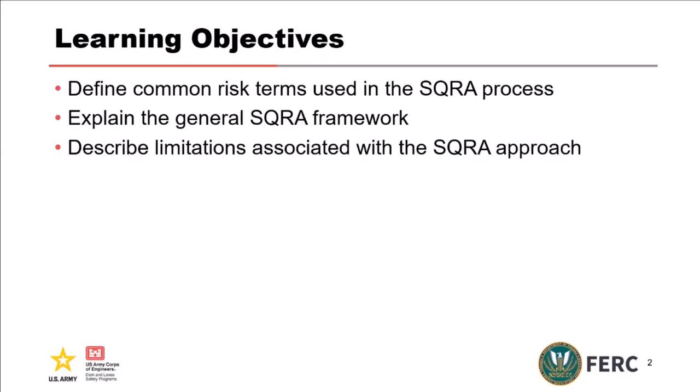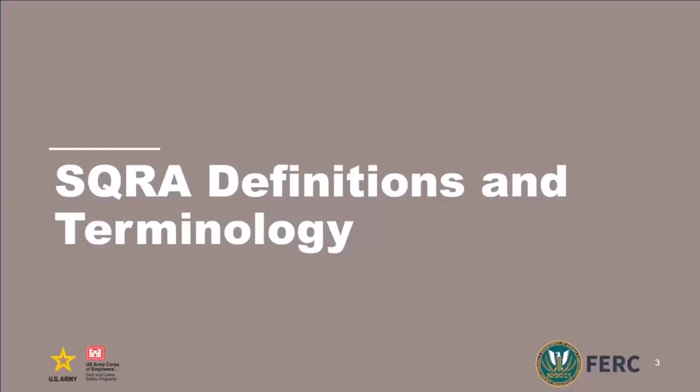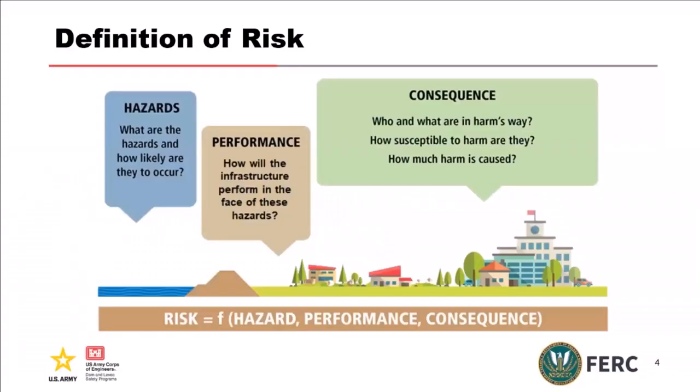So risk is a three-legged stool. That's the way I like to think of it. One doesn't exist without the others. It can't stand without all three legs. So that first leg is hazards: floods, earthquakes, and how likely they are to occur. Second is performance. So once that structure is loaded, how is it going to perform?